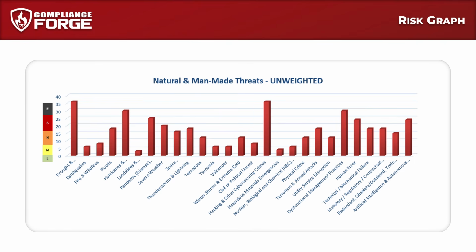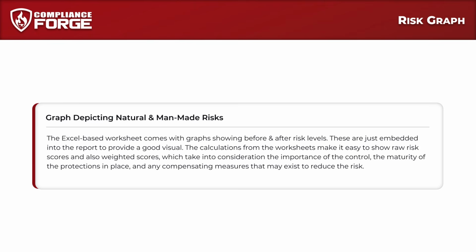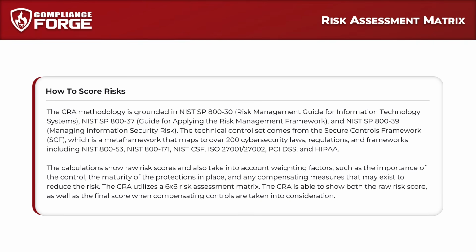The Excel-based worksheet comes with graphs showing before and after risk levels. These are just embedded into the report to provide a good visual. The calculations from the worksheets make it easy to show raw risk scores and also weighted scores, which take into consideration the importance of the control, the maturity of the protections in place, and any compensating measures that may exist to reduce the risk. So how are risks scored?